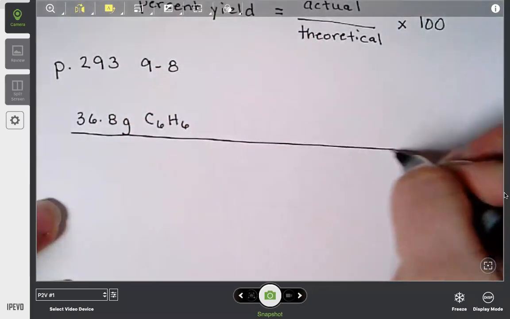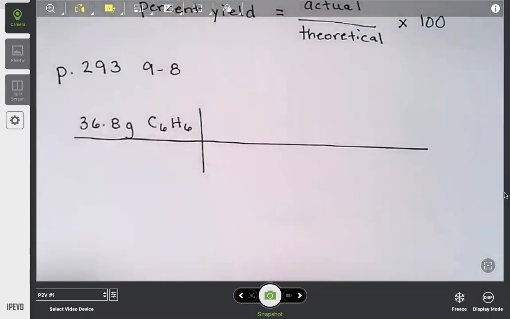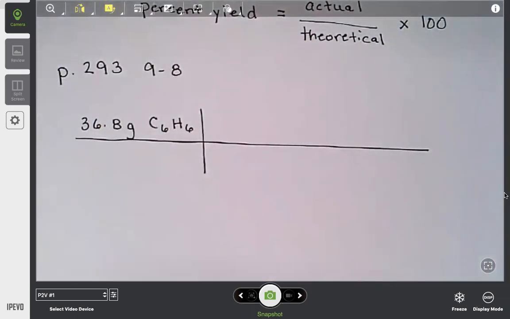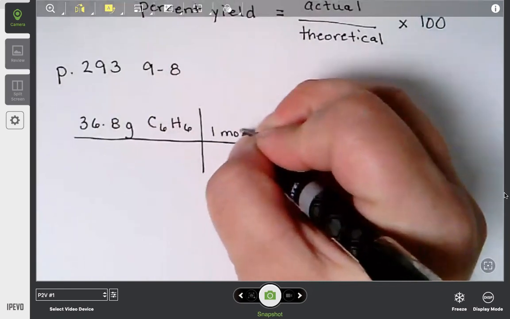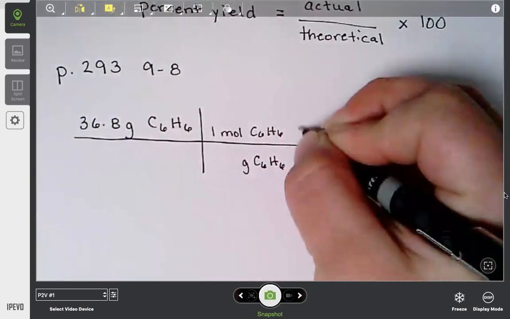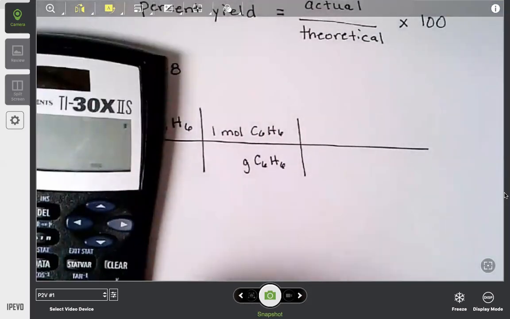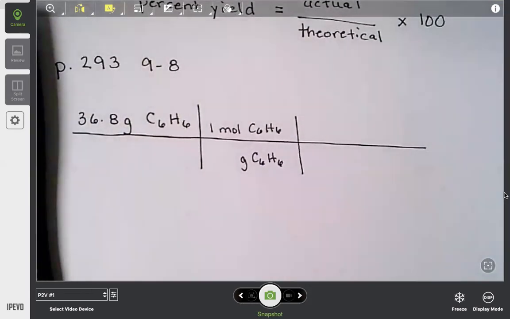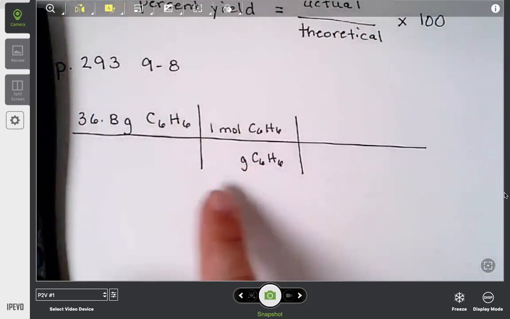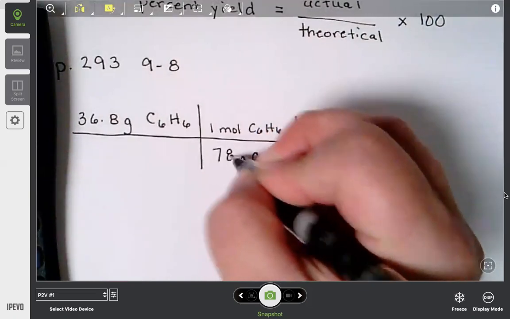So I am going to do mass to mass here. Step one, when we're doing mass to mass, is to convert our grams of our given to moles of our given. So calculator out. 1 mole of C6H6 is how many grams of C6H6? Calculate this. 12 times 6 is 72. And then 6 times 1 is 6. So my answer is going to be 78 grams.